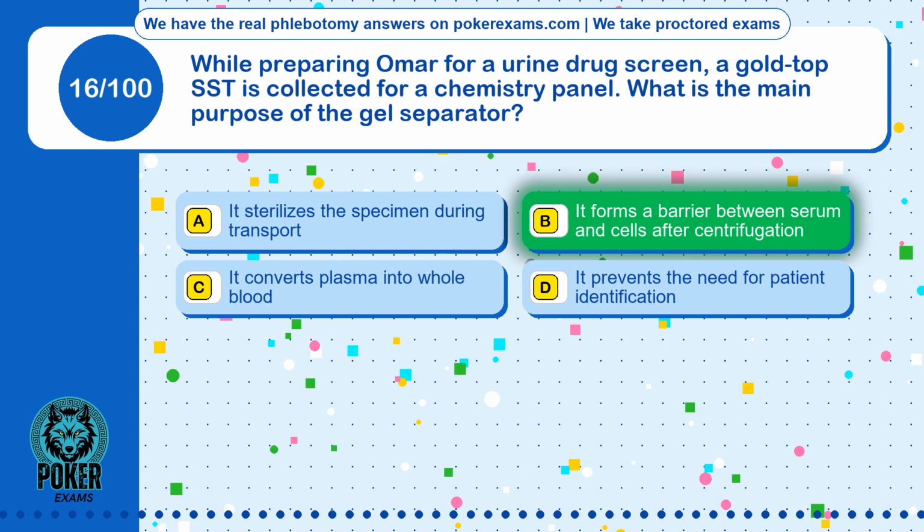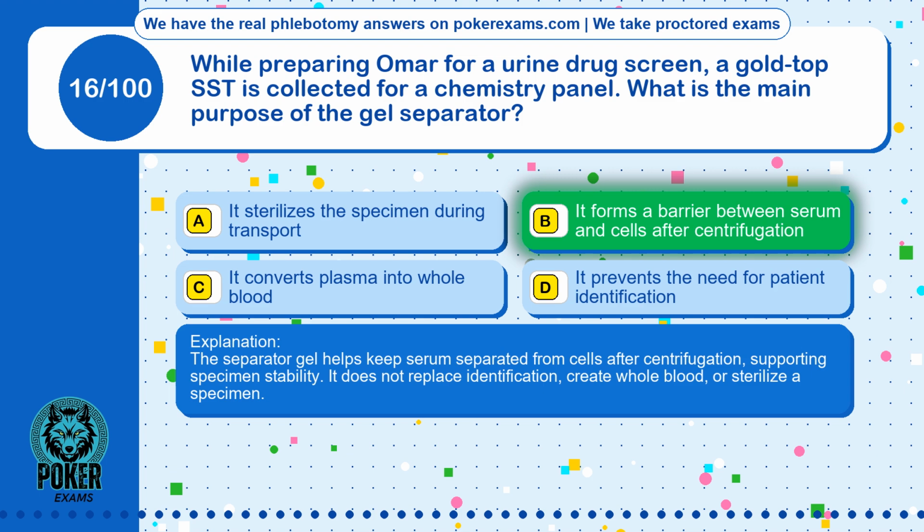The correct answer is option B, it forms a barrier between serum and cells after centrifugation. The separator gel helps keep serum separated from cells after centrifugation, supporting specimen stability. It does not replace identification, create whole blood, or sterilize a specimen.